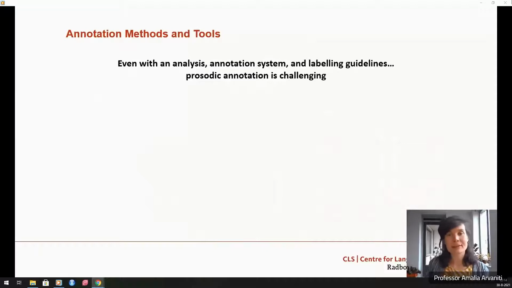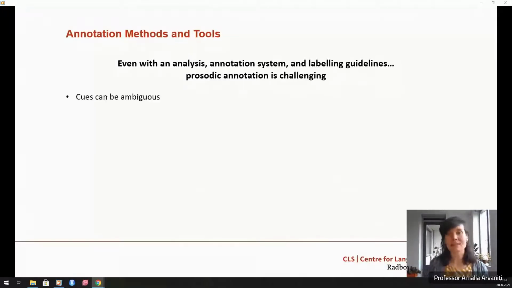So far, we've been considering how to develop an analysis for a language for which there isn't one, or developing an analysis for a variety that hasn't been described yet. But even if you have developed an analysis or you're working on a language for which there is already an analysis, there might be system guidelines and training.